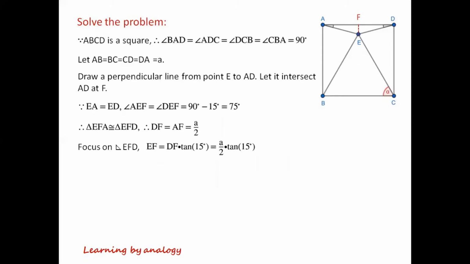Focus on triangle EFD. EF equals DF times tan 15 degrees equals A over 2 times tan 15 degrees. To work out tan 15 degrees, we apply the formula tan x equals sine x over cosine x. So now we have to work out sine 15 degrees and cosine 15 degrees. We don't know the value of sine 15 degrees.